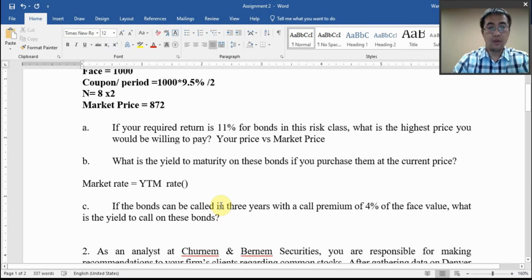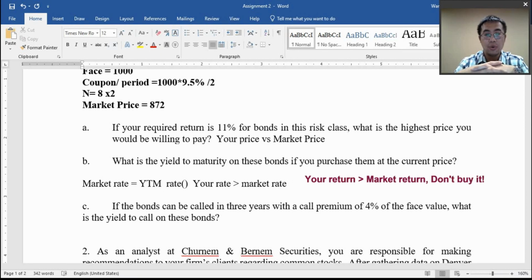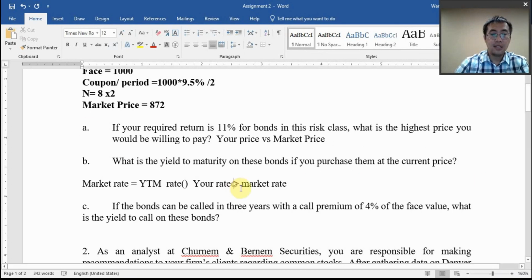And of course, your ultimate decision will rely on the comparison of your rate against the market rate. So let's say if your rate is greater than the market rate, that basically means the market return cannot satisfy your required return, so you should not buy it because you require more return than the market. And if your rate is less than the market return, that means the market gives you more return than you actually require, then you should buy this bond.